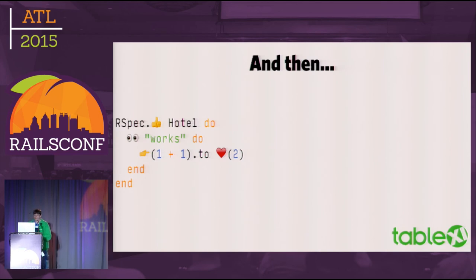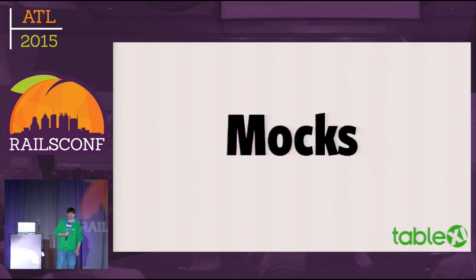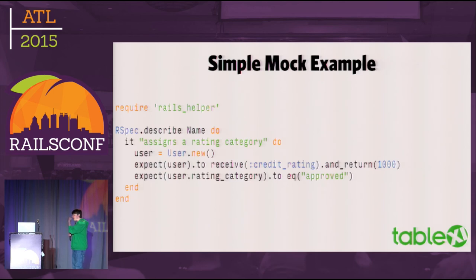There's one other thing I want to talk about before I leave, which is how RSpec's mock package works. Mocks, again, not what Ryan is going to do to RSpec in the next talk, but mocks as test doubles. So here's a minimal mock example. We have a user. We say that we expect the user to receive a method called credit rating and return 1,000, and then we call something else that has its own expectation.